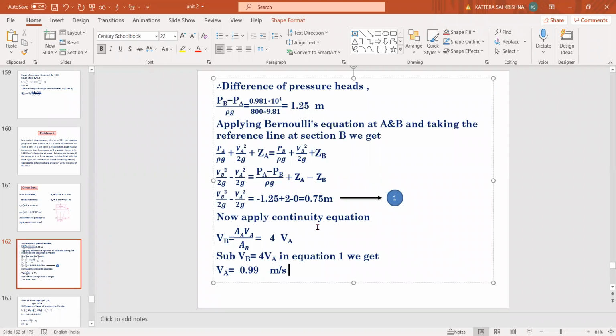So next, rate of flow. Rate of flow Q is equal to A suffix A into V suffix A, area into velocity. So area of A we already have.